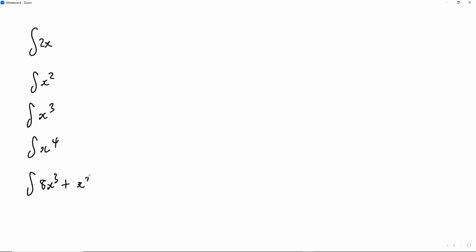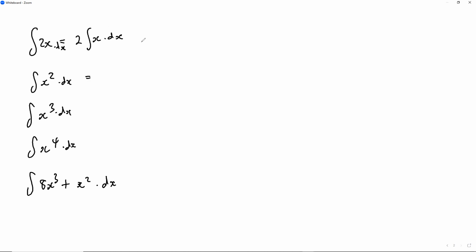Let's have a look at some examples of integration. Let's suppose I've got the integral of 2x, the integral of x squared, the integral of x cubed, the integral of x to the power 4, the integral of 8x cubed plus x squared. For this one here, when you have a constant, you can remove the constant outside of the bracket and just integrate the inside. And for each of these, we're integrating with respect to x, right? So I'm just going to put dx at the end.